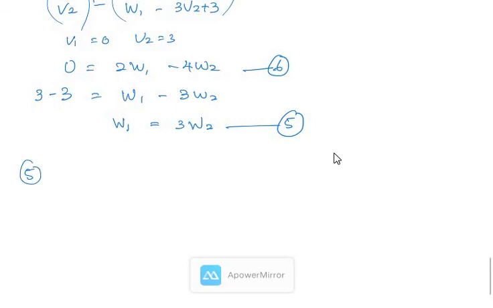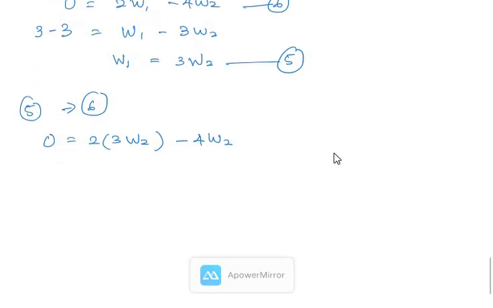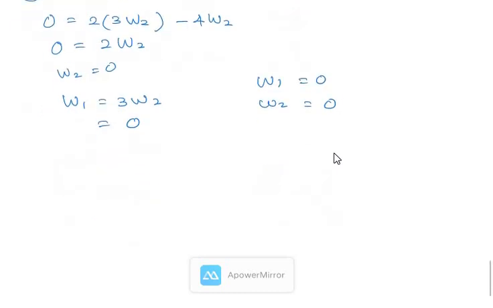Okay, for equation number 5, substitute into equation number 6. I get 0 equal to 2 times 3w2 minus 4w2, and then equal to 2w2. So 6 minus 4, you get 2w2. So equal to 0. So w2 equal to 0 and w1 equal to 3 times 0, so w1 also equal to 0. Therefore, my yp equal to negative 1, 0, x squared plus 0 and 3x.